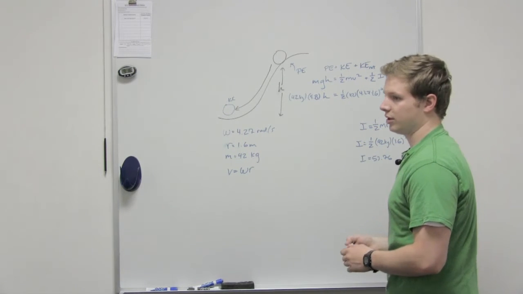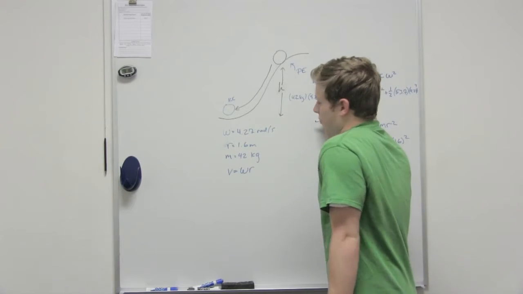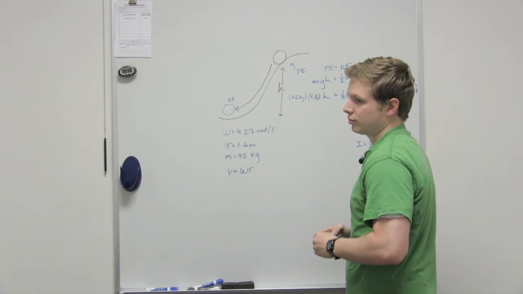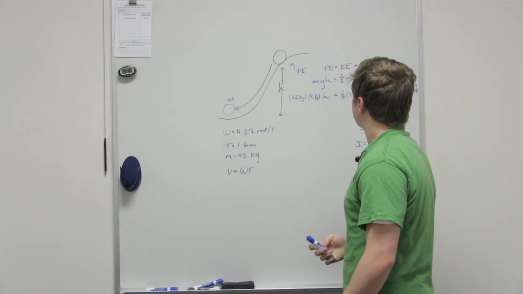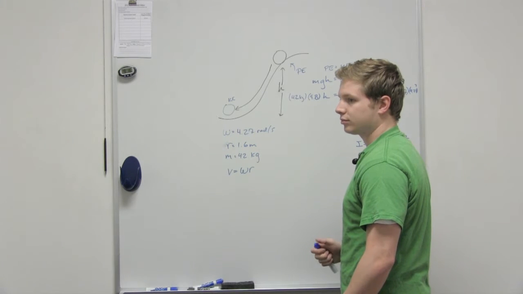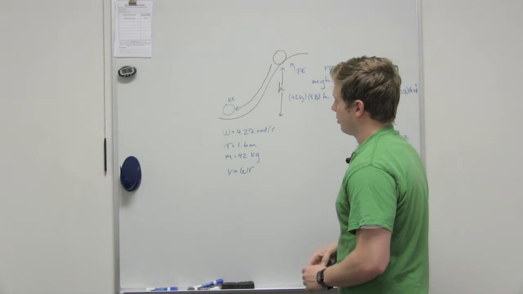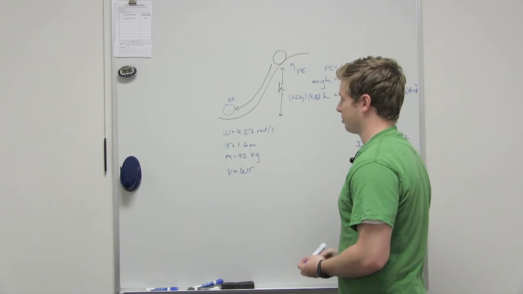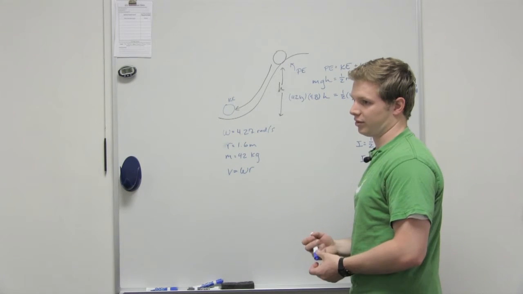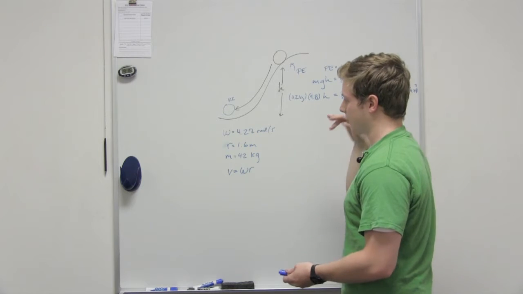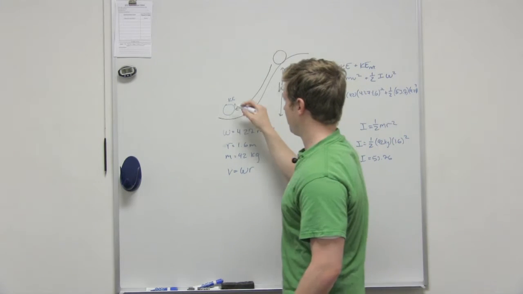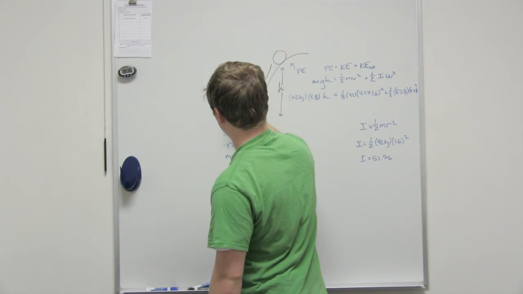And why is the potential energy equal to the kinetic energy plus the kinetic energy of rotational? So before we just talked about blocks sliding down hills and stuff, right? So it didn't have any rotation, it's just translational. But now it has two types of kinetic energy at the bottom here.